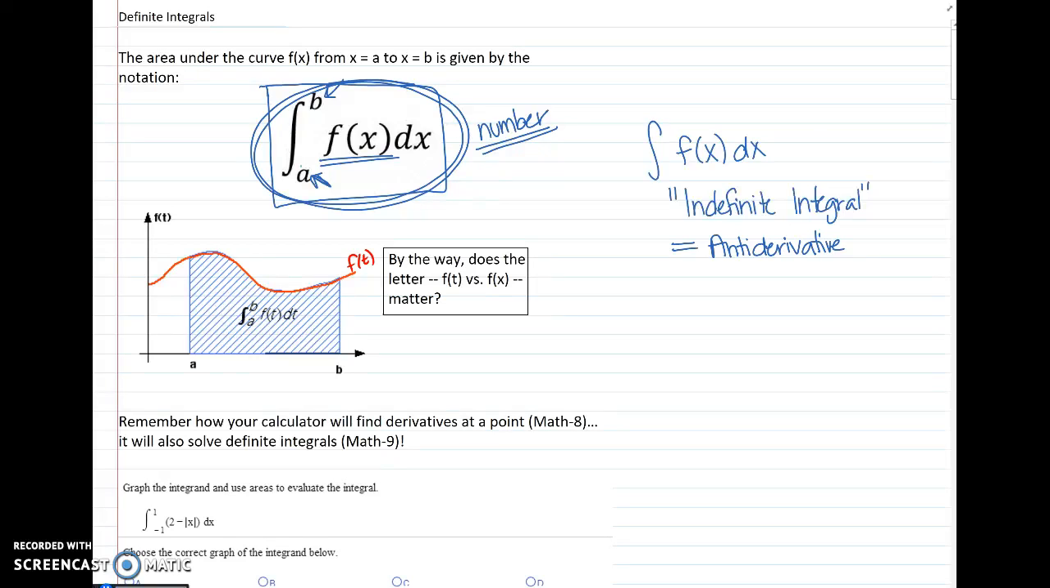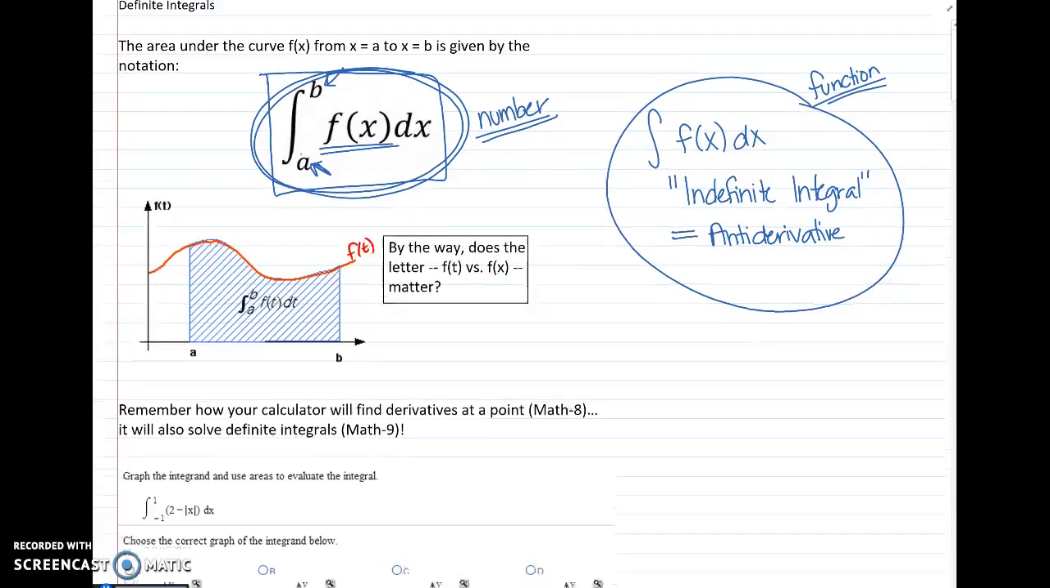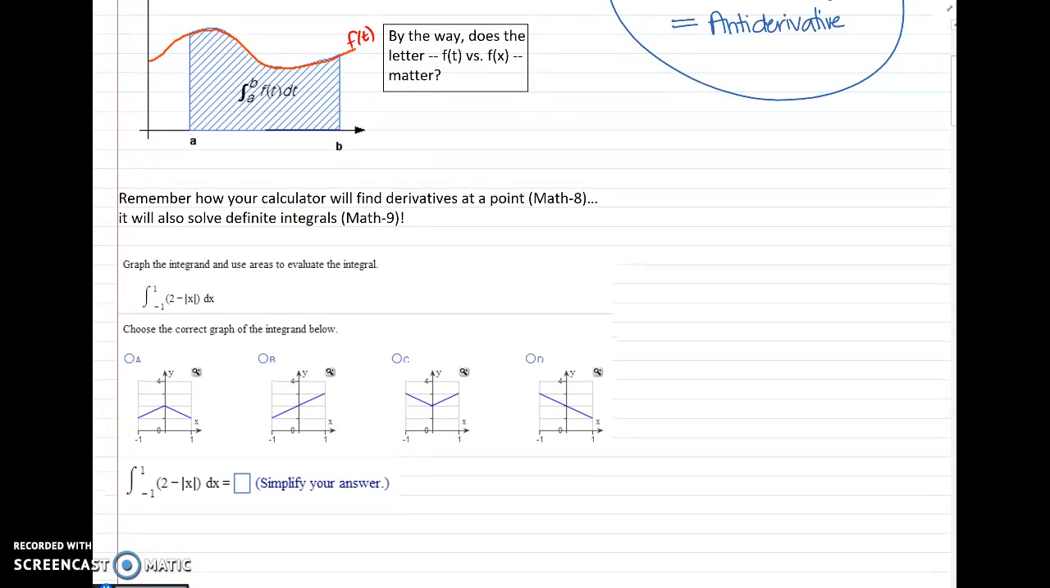So that means that this indefinite integral is a function. When we evaluate an indefinite integral, we get a function of x. When we evaluate a definite integral, we get a numeric value. That's really important to remember. Our calculator will, remember how it can find derivatives for us if we do Math 8? We can also solve definite integrals in our calculator, and we can use Math 9.